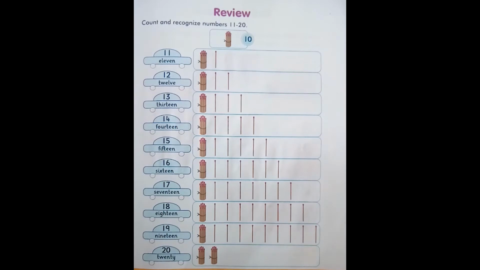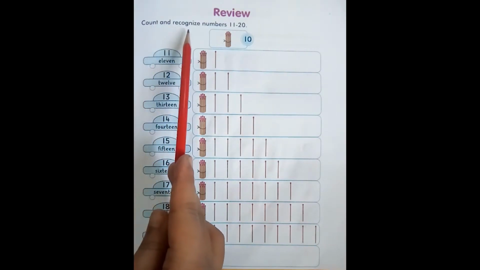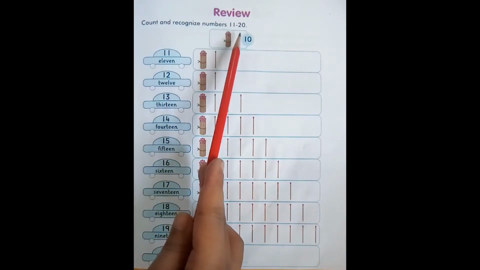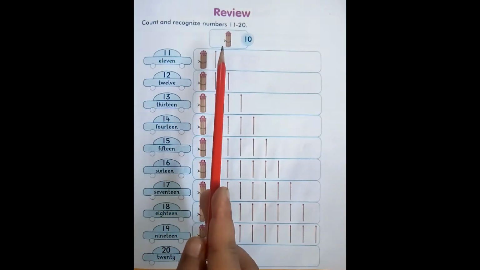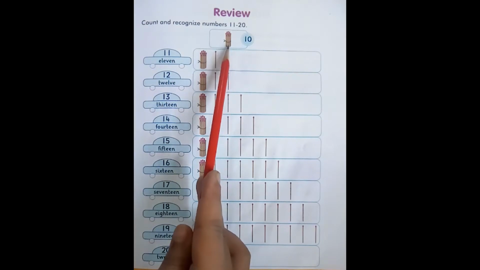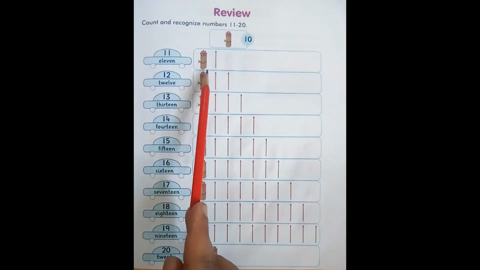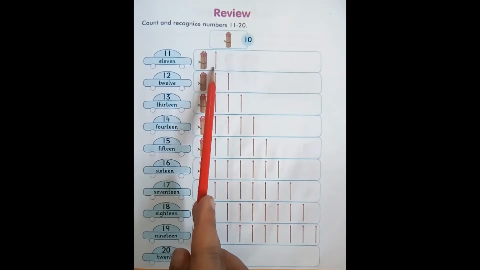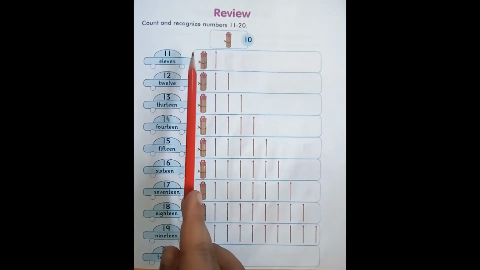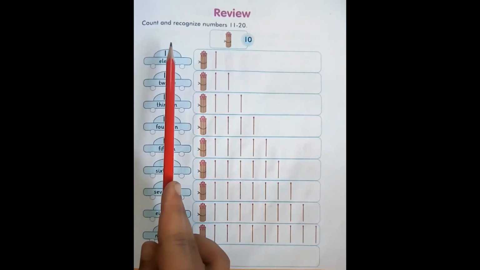Hope you are fine. Today our topic is about count and recognize numbers 11 to 20. How many matchsticks? 10. These are 10 matchsticks and this is a bundle of 10. It is one bundle of 10 and one matchstick. So this is 11.